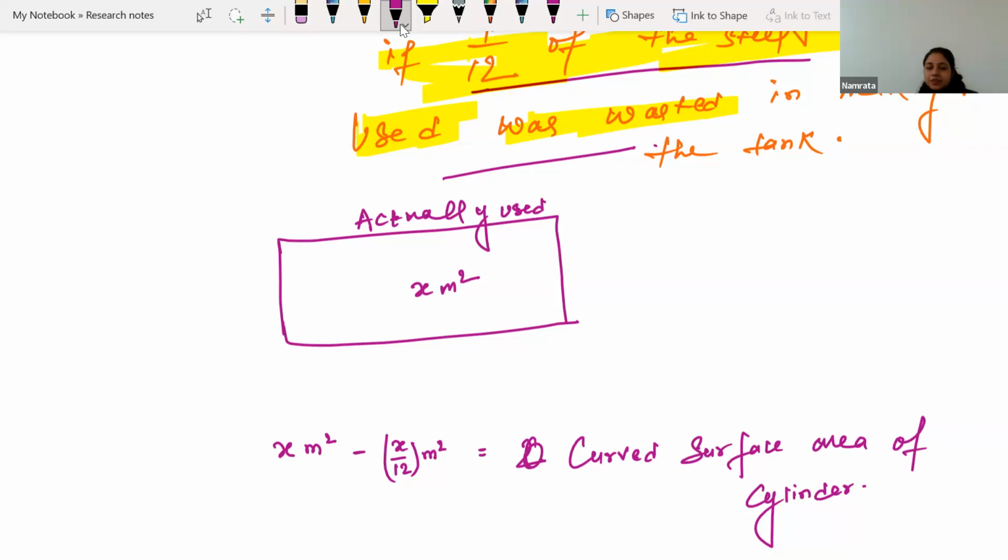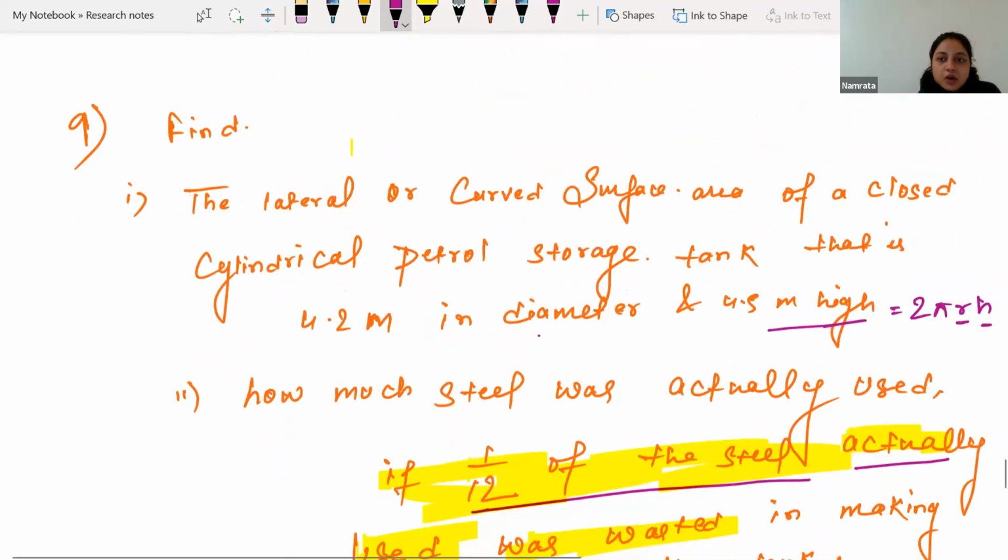Okay, so this question says we have to find the lateral or curved surface area of the cylindrical petrol storage tank for the first part, and for the second part we are covering the whole cylinder. If we are covering the whole cylinder, then we will be talking about the curved surface area and also this bottom, and this top.